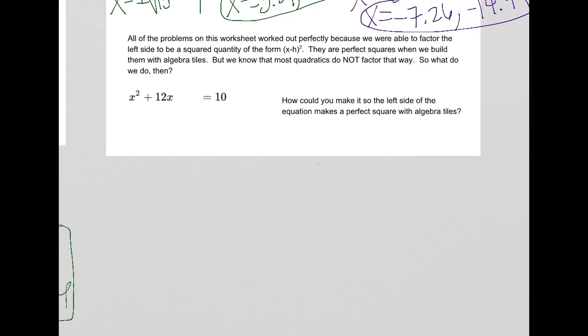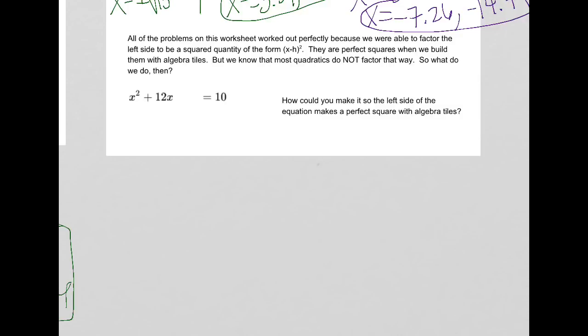It says all the problems on this worksheet worked out perfectly because we were able to factor the left side to be a squared quantity, right? They are perfect squares when we build them with algebra tiles. But we know that most quadratics don't factor that way, right? Everything that we factored, it's really rare that the two factors were the exact same. So that's not that common. So what are we going to do when that doesn't work out?